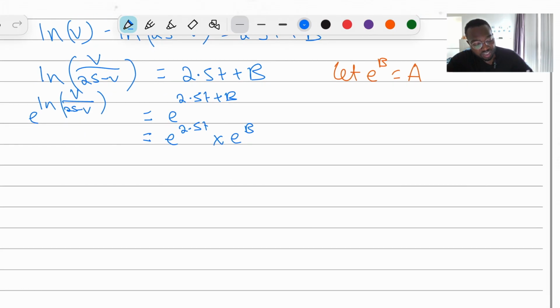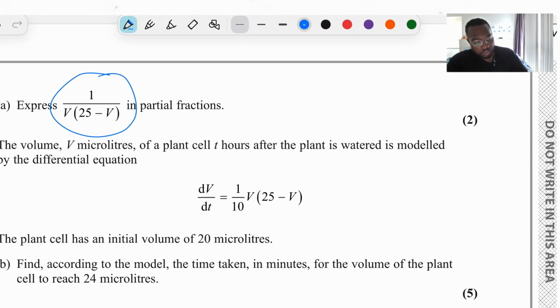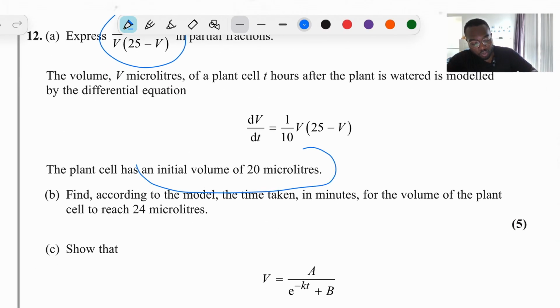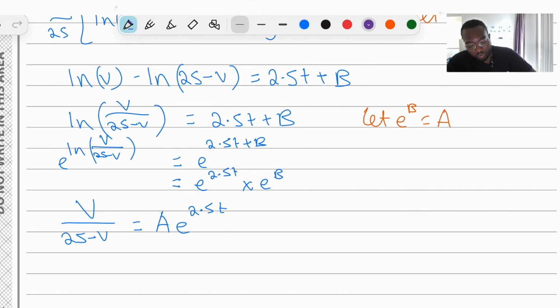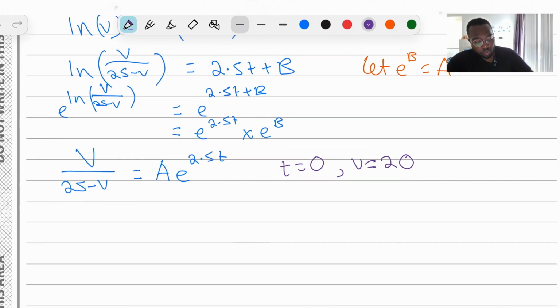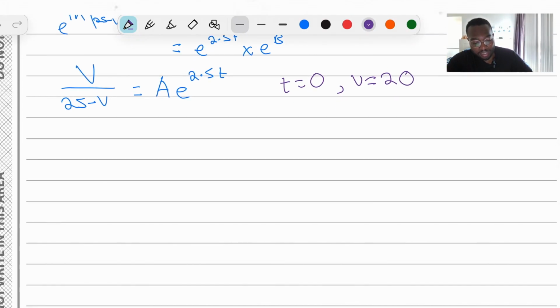So if we now simplify this down, we are left with v over 25 minus v is equal to a e to the 2.5t, okay? And now we're at this stage. We are told in the question that it has an initial volume of 20 microliters. So what does that mean? That means that initially, when t is equal to 0, v must be equal to 20. And we can use that to work out our constant a.